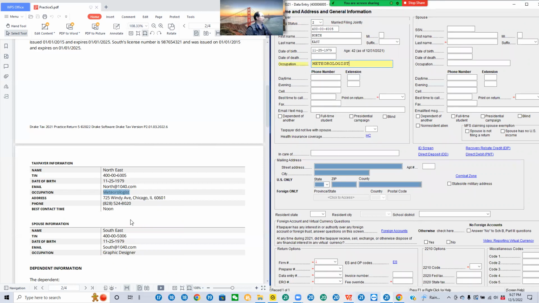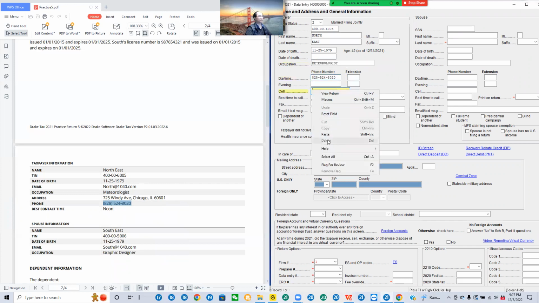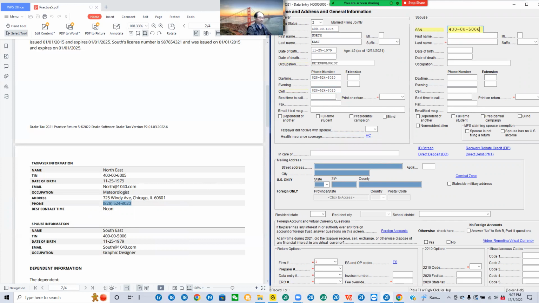There's a phone number. Try to copy and paste this. It's a cell phone. And the social, the spouse. The birthday is, they have the same birthday.